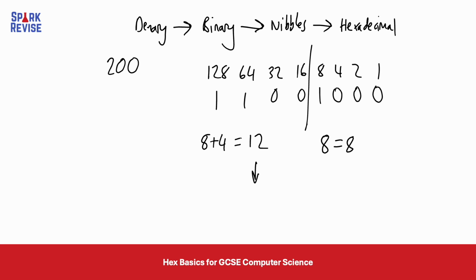Well, 12, if we remember, 10, 11, 12 is A, B, C. 12 gives you C, 8 gives you 8. And there we go, we got C8 like we did earlier.